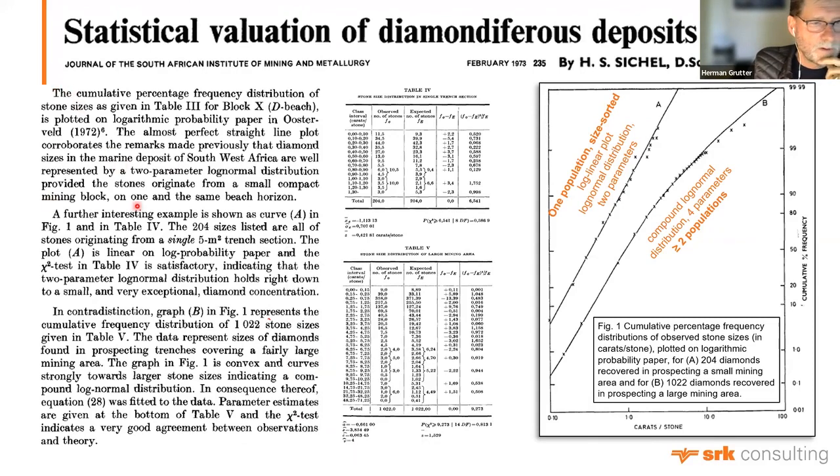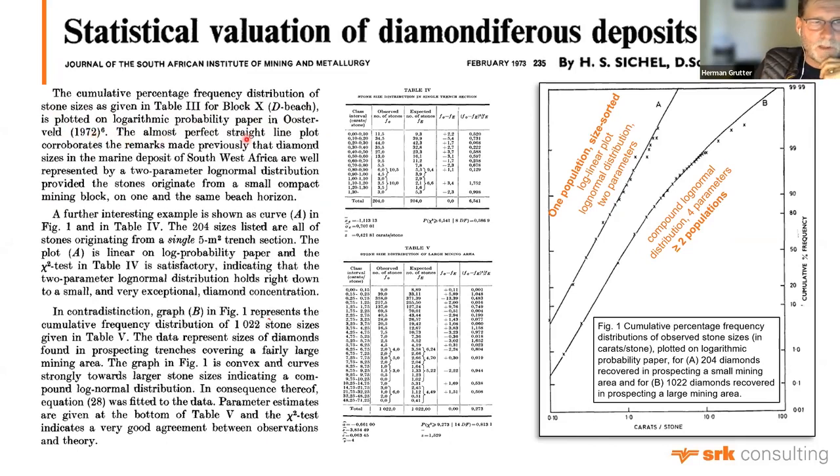Let's look at this first paragraph over here. The cumulative percentage frequency distribution of stone sizes as given in table 3 for block X, that's the D beach. We're talking about alluvial diamond size frequency distributions here, is plotted on a logarithmic probability paper in a paper written by a guy called Tinus Westerveld, 1972. So this is the context for the current paper.